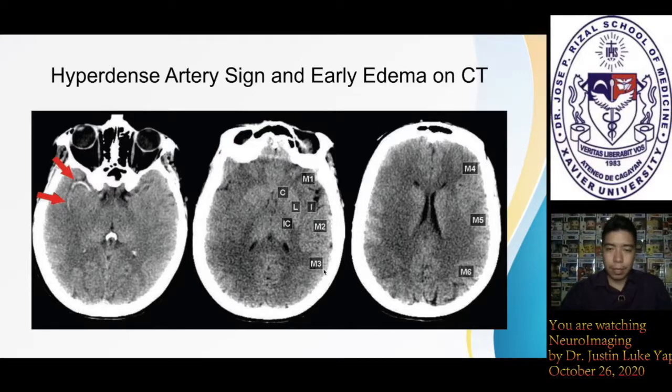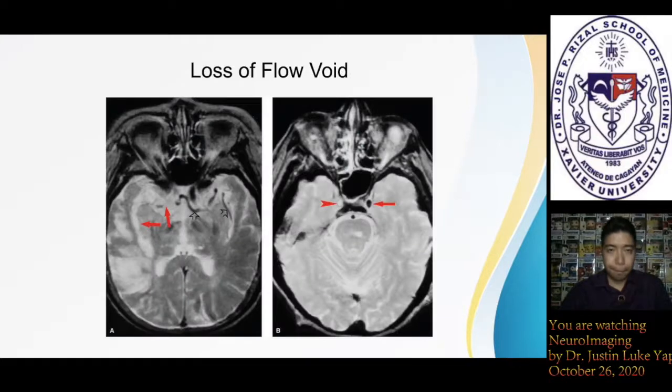These are the labels in the ASPECT score, so you can appreciate the area of infarction involved in the right side of the brain and how the normal left side compares with the abnormal right side. On MR, it will be appreciated as loss of flow void. You can see this is the normal flow seen in the left side, and you won't be able to appreciate that same black structure which would correspond to your MCA.